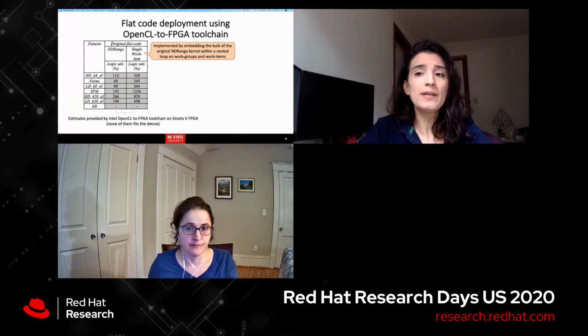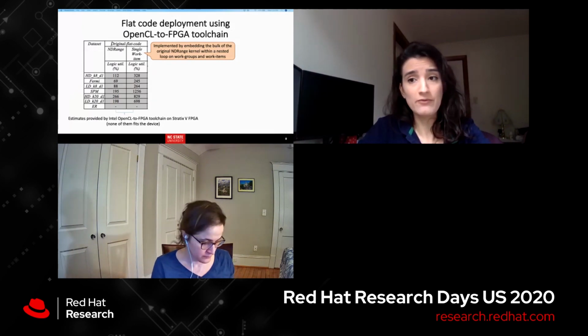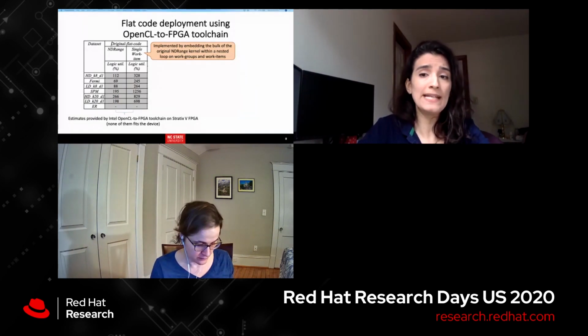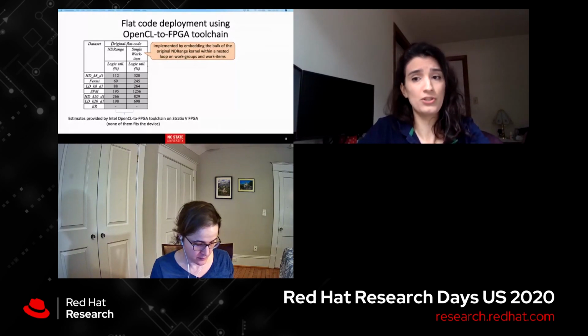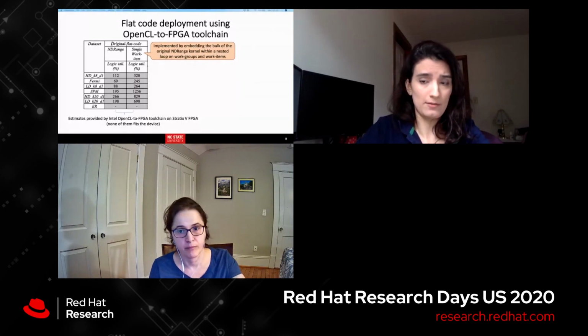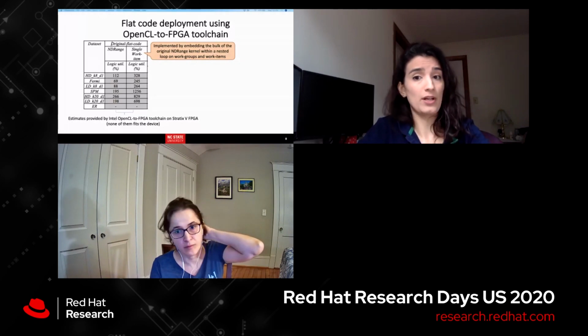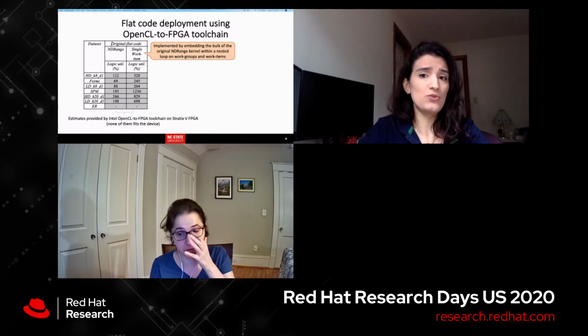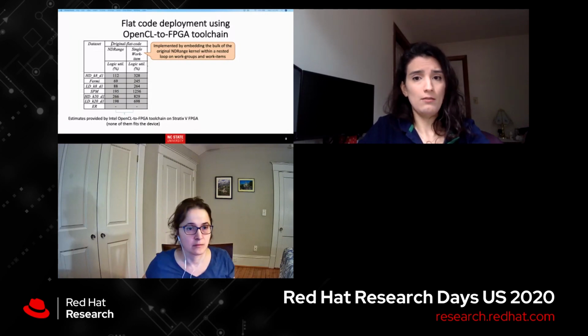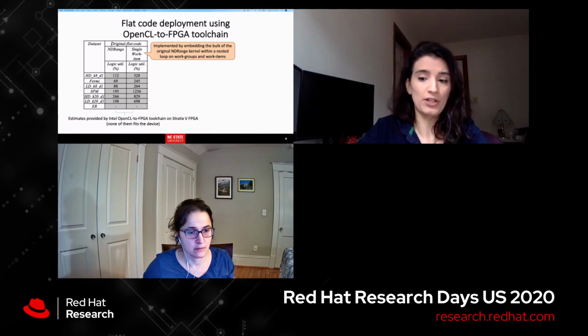So we implemented the single work item version of our code by embedding the body of the original ND range kernel, which was made for GPU and was GPU friendly, within a nested loop on work groups and work items. Basically, each work group corresponded to a different input stream, and each work item was supposed to support a batch of NFAs in parallel.